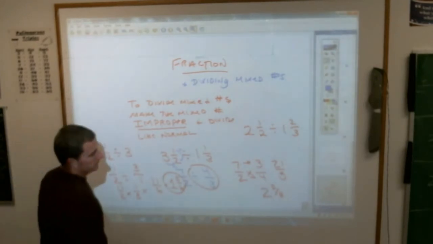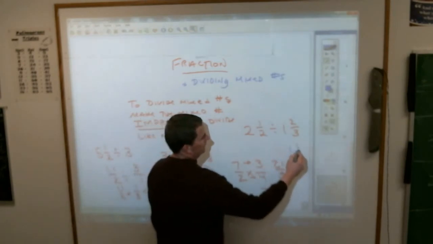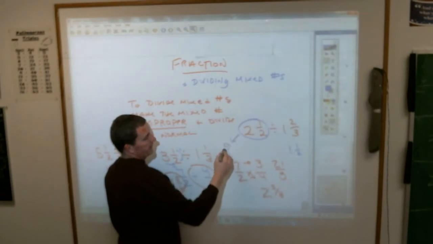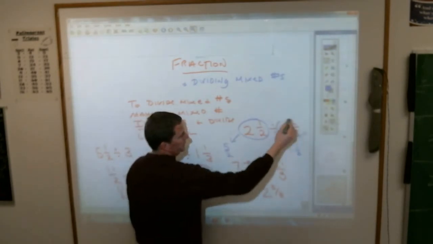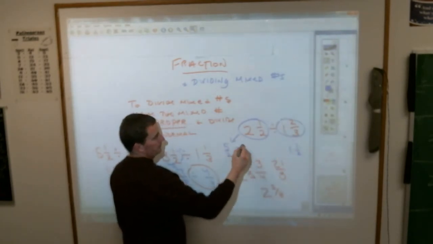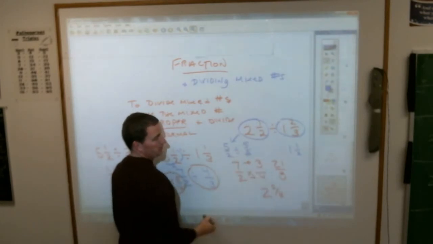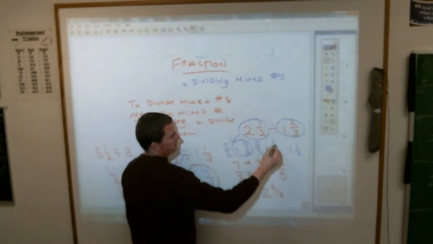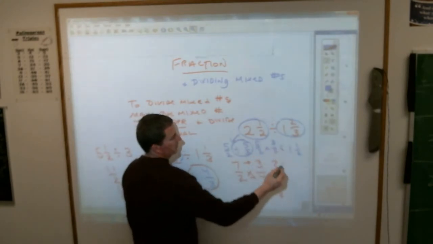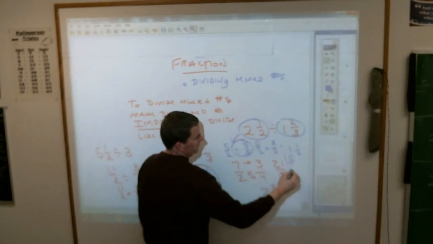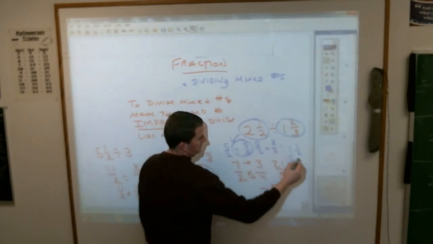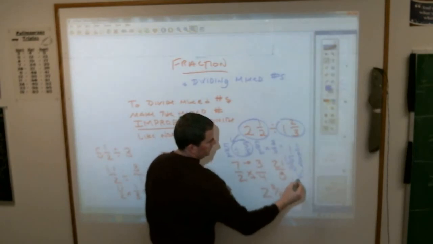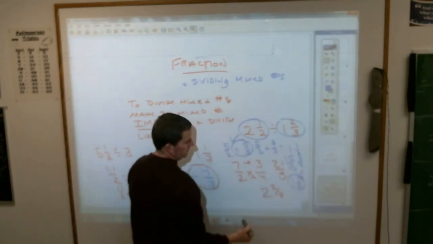Elijah says 1 1/2. Let's see if it works out. You should have changed to 5/2. This should have changed to 5/3. You need to flip and multiply by the second one, so it's 5/2 times 3/5. You end up with 15/10. You reduce that, it is what? 3/2, and 3/2 is 1 and 1/2. Bam.